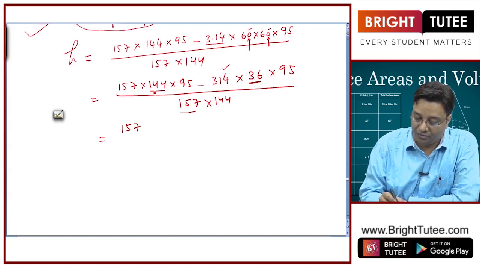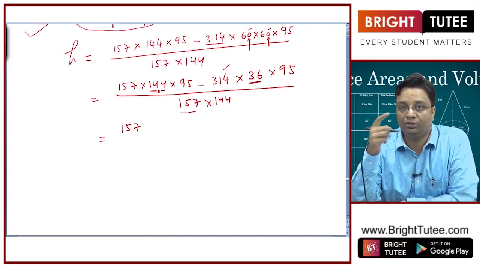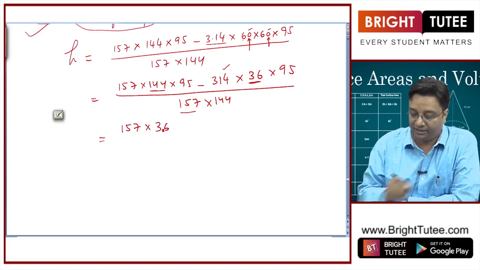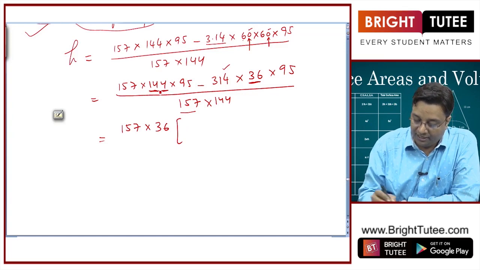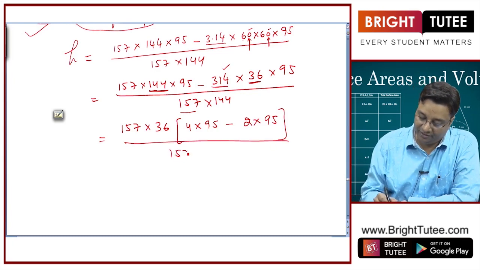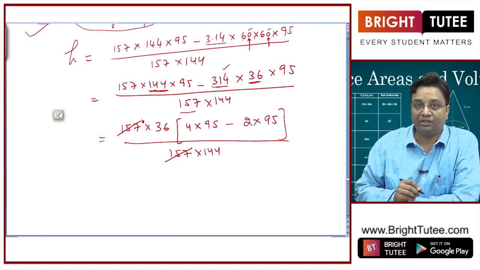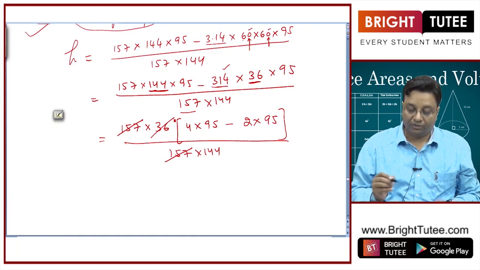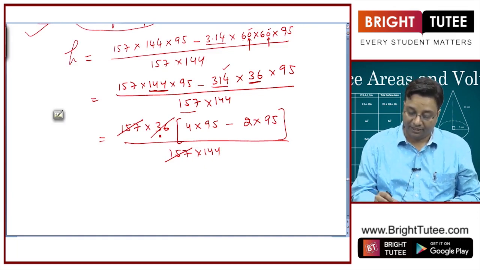36 4s are 144, 36 into 2 is 72, 72 into 2 is 144. So, 36 can also be taken as common. From here I will have 4 into 95, and from here I will have 2 into 95, right, divided by 157 into 144. This is just the calculation part, but I am doing it just to simplify it further, right.